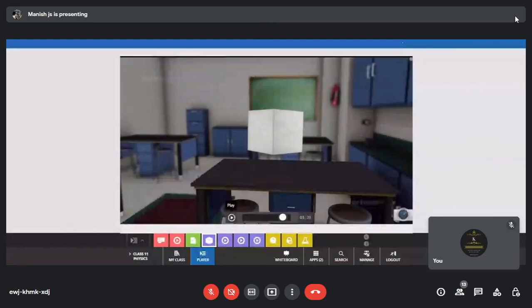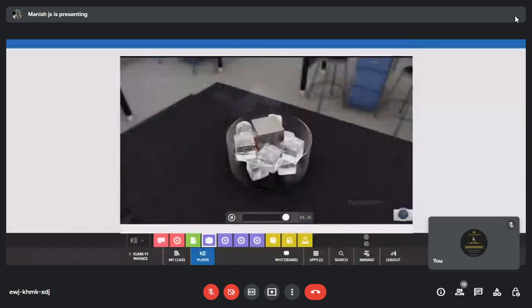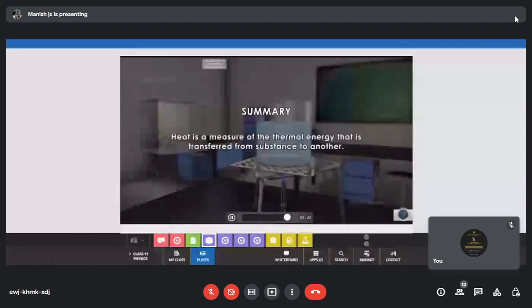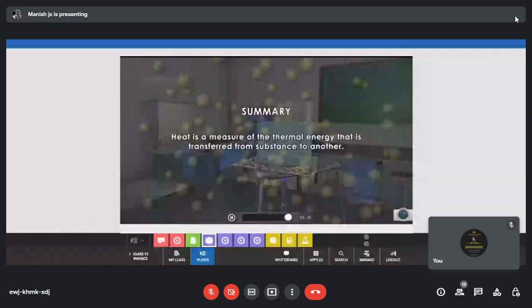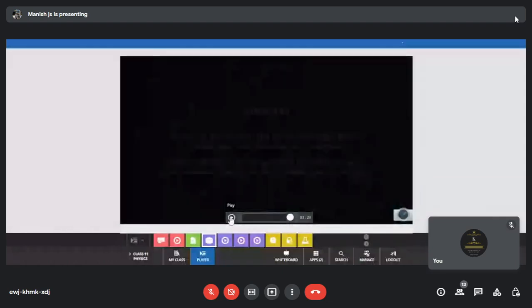It is an inherent property of matter, and for it to be changed, we must either apply heat or remove it from a warm body. Summary. Heat is a measure of the thermal energy that is transferred from one substance to another. Thermal energy is the sum total of kinetic energy and potential energy of all the molecules of a body. These are all the concepts that we saw in this module.